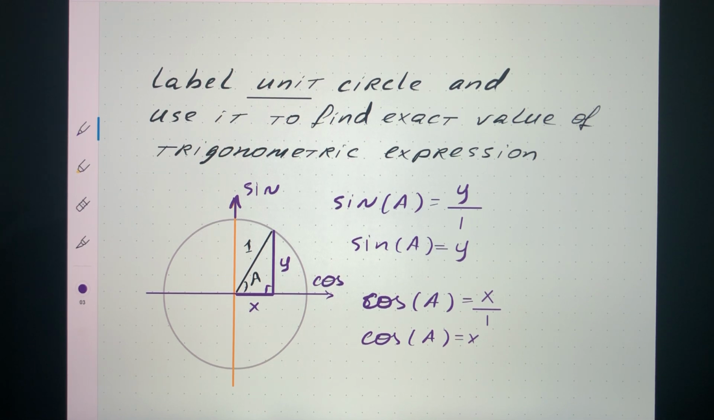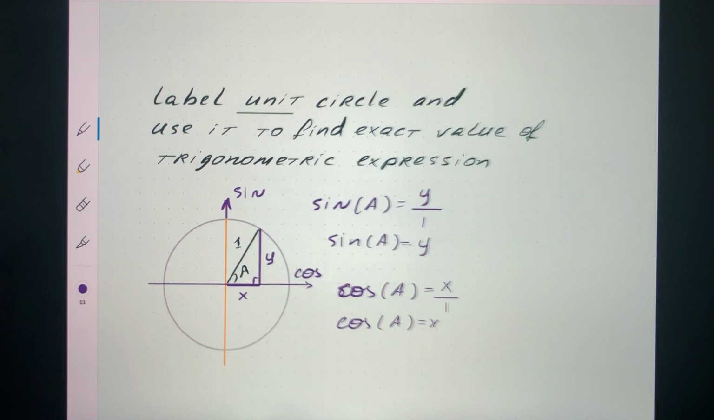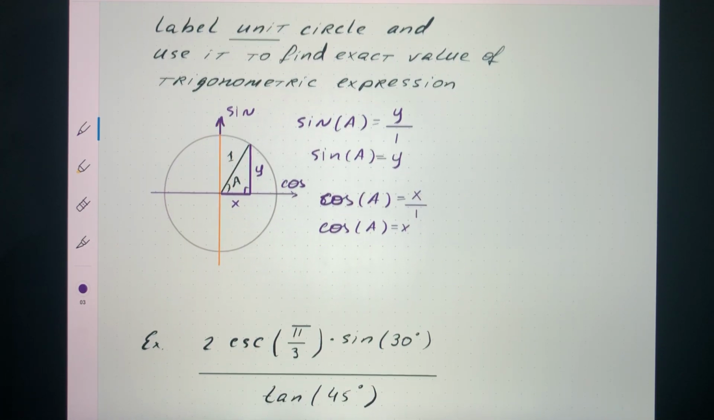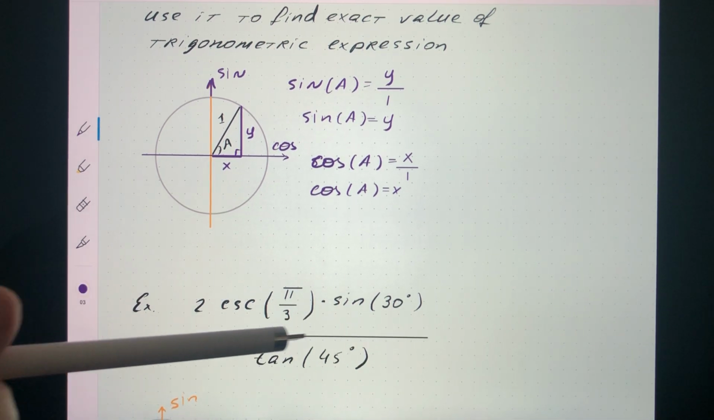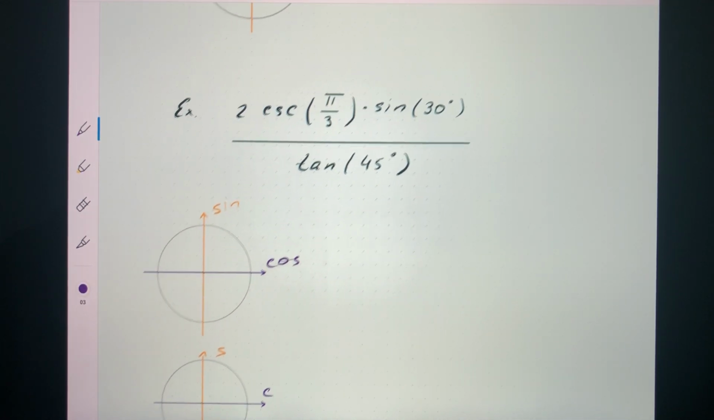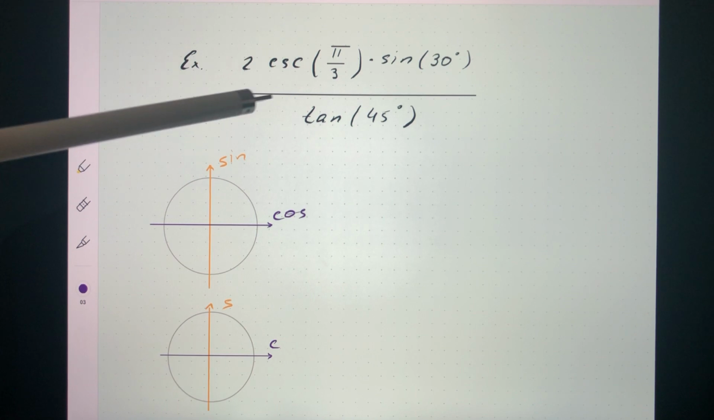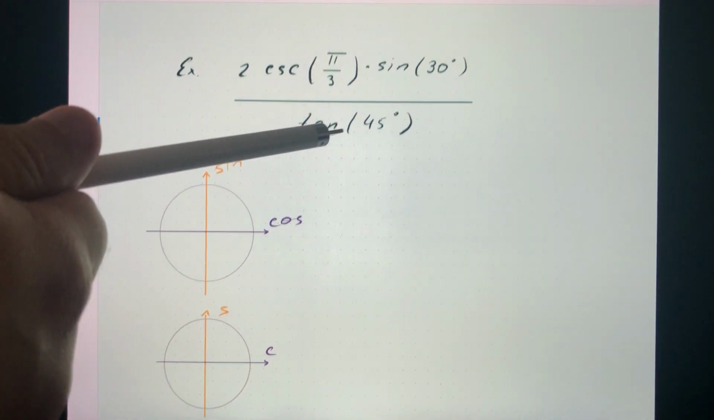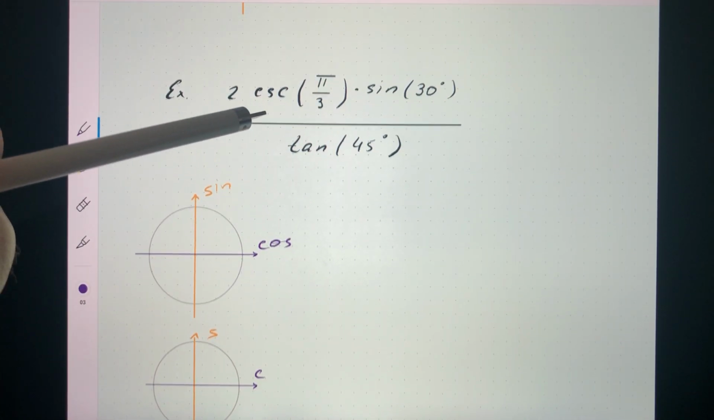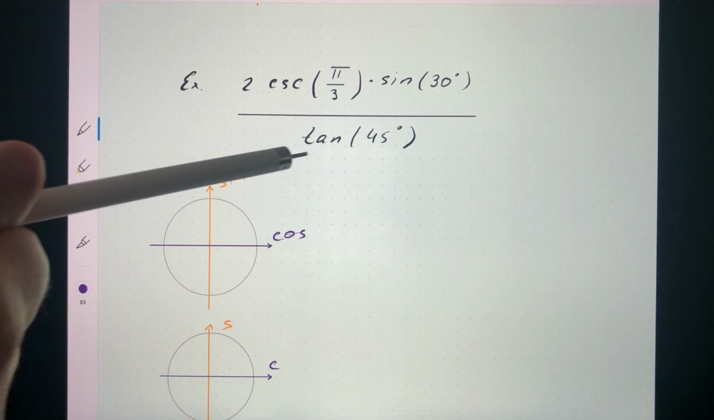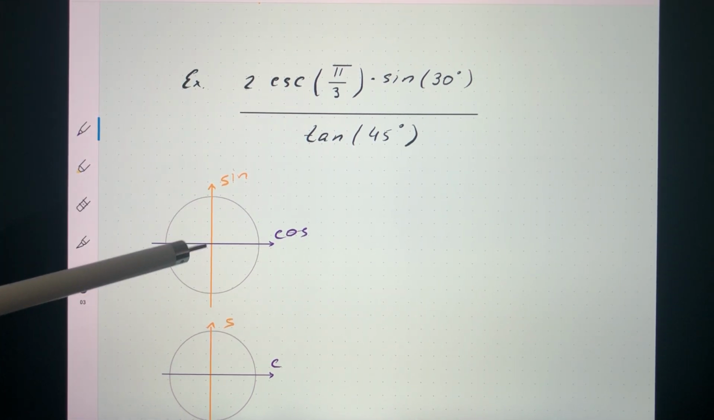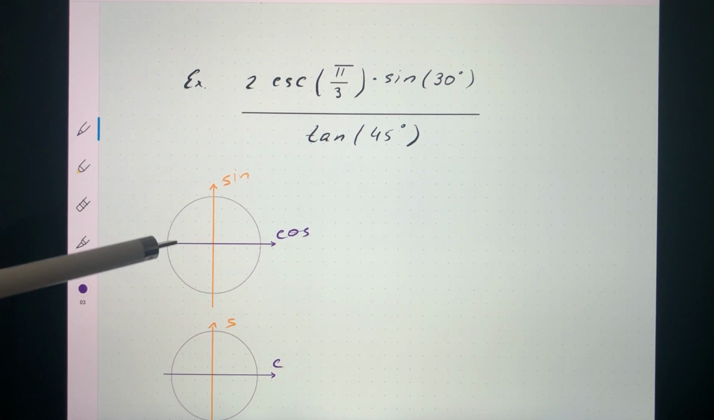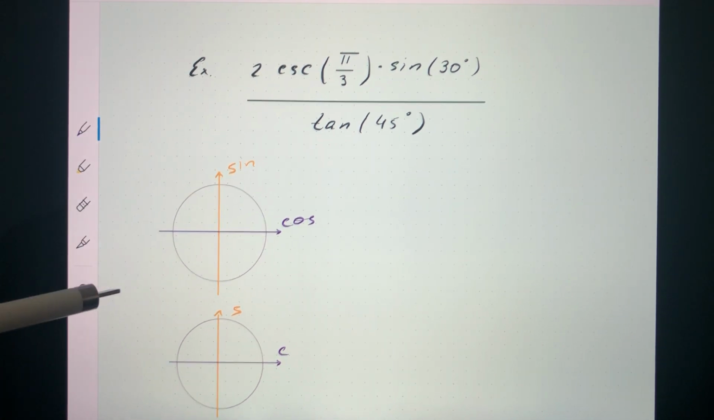Now let's use this information to evaluate an expression. So here is the expression. It has radians, it has degrees, and below are 3 different circles for each one of the angles. Now we also need to know what is cosecant and tangent in terms of sine and cosine, otherwise these circles won't help us because there is no cosecant or the tangent on these circles.